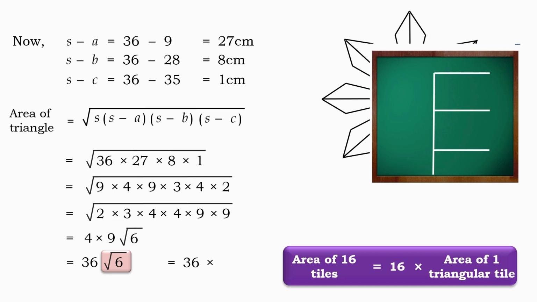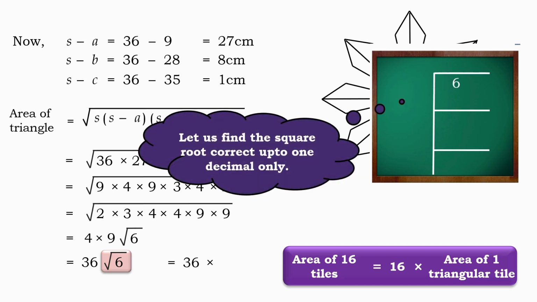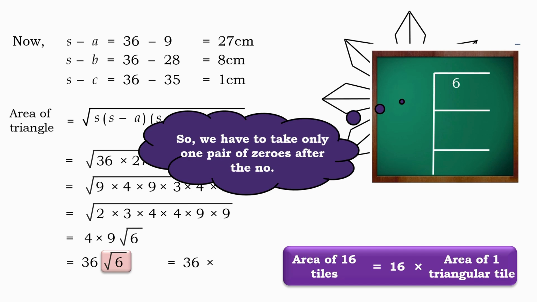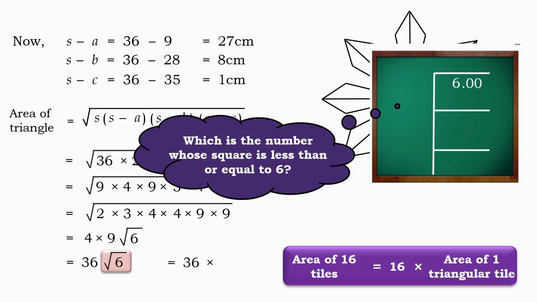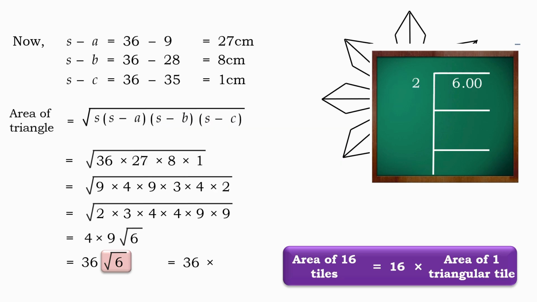Earlier also we found this out. I'm showing it once again. Let us find the square root correct up to one decimal only. So we have to take only one pair of zeros after the number. So 6.00. Now which is the number whose square is less than or equal to 6? That is 2, 2 square is 4, which is less than 6. So we will write 2 over here and at the top also 2.